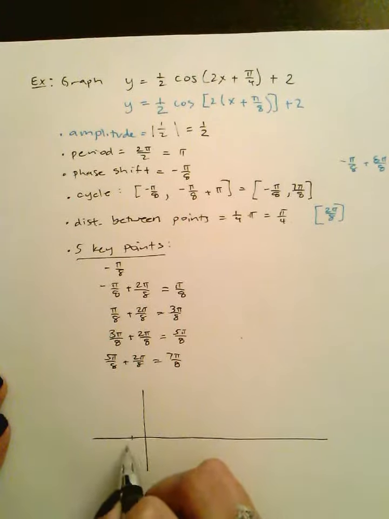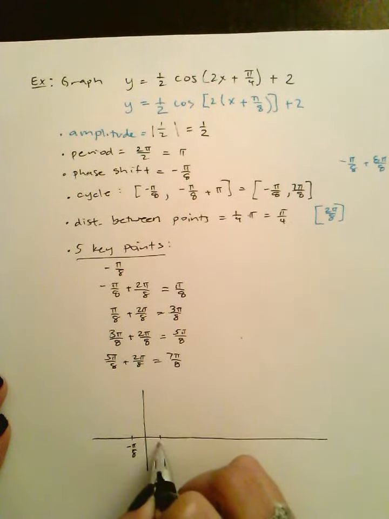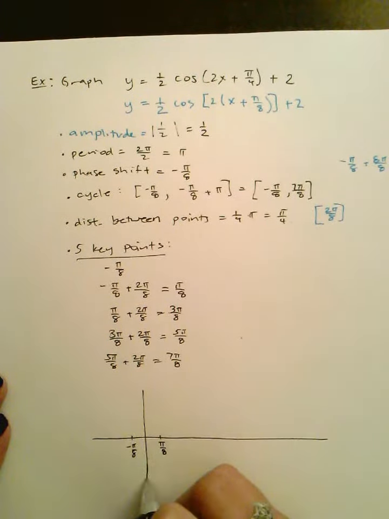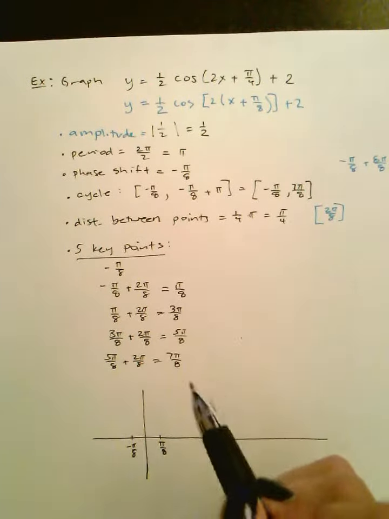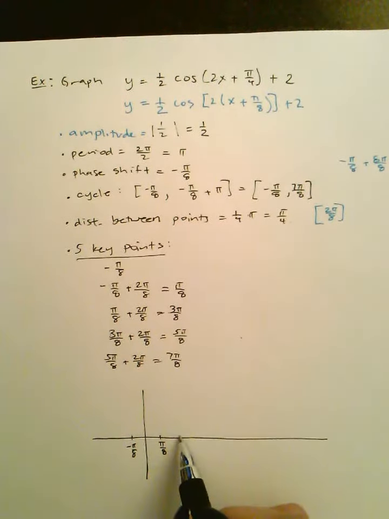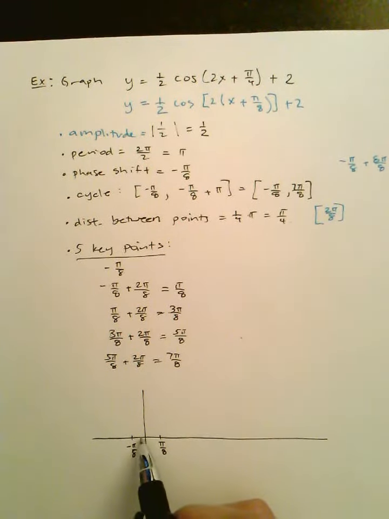So this is going to be negative pi over 8. Then this is pi over 8, and I'm going to go by pi over 8. I'm not going to jump to 3 pi over 8 after the pi over 8. So the distance between each of these values has to be equal also. The distance between here and here is equal to pi over 8. Distance between here and here is pi over 8. So I'm going by pi over 8 each time.